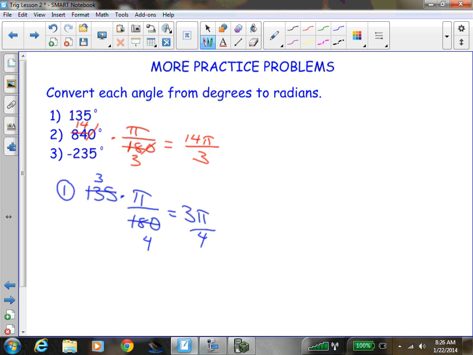All right, let's do the negative 235. Now on this one, I don't think it's going to be very pretty. Tell me a number that'll divide into both of them. All right, 5. Okay, so we get a 36 here. And if we divide by 5 here, we're going to get a 47. Is that right? All right. And now 47 is a prime number. And so the answer to this then is just going to be negative 47 pi over 36.